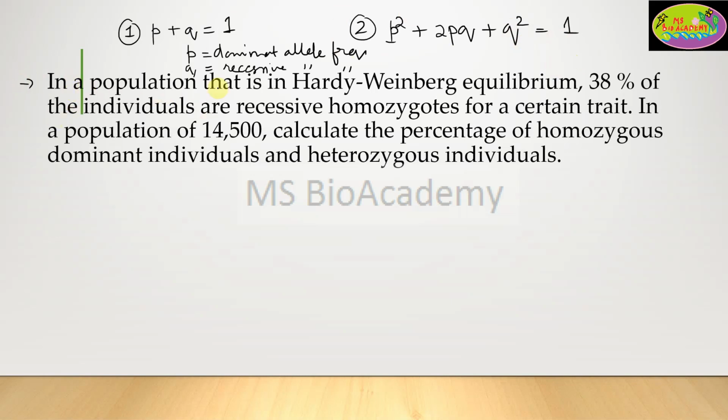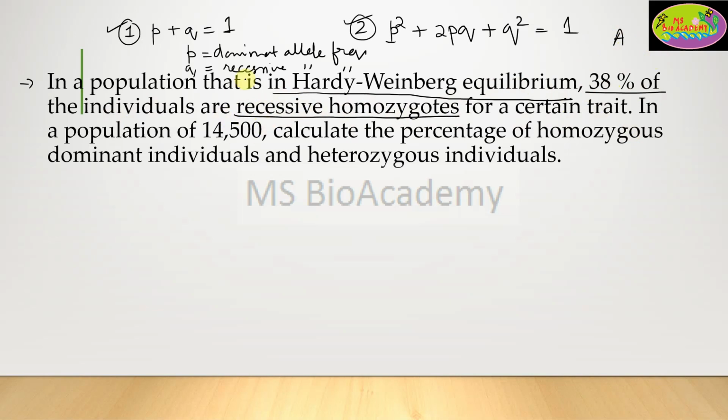This says that in a population that is in Hardy-Weinberg equilibrium. As it is mentioned in this question that it is following this equilibrium, that means we are going to use both these equations in our question. Now, in a population that is in Hardy-Weinberg equilibrium, 38% of the individuals are homozygous recessive for a certain trait. They haven't mentioned what the trait is. Let's suppose the trait is specified by one dominant allele, which is capital A, and a small a, which is a recessive allele.